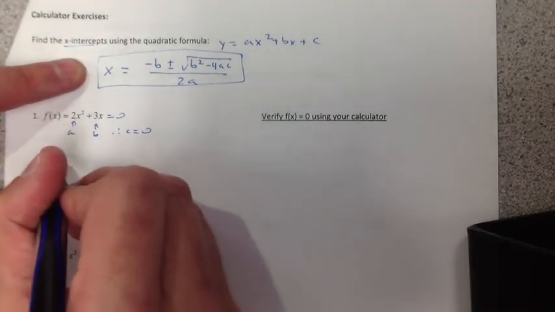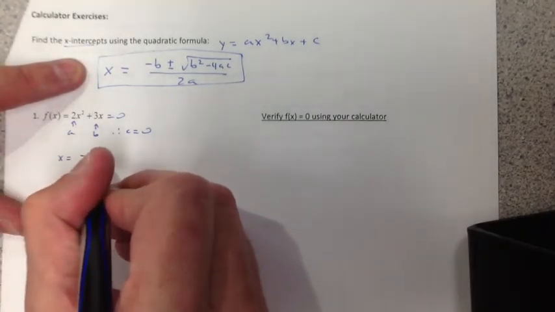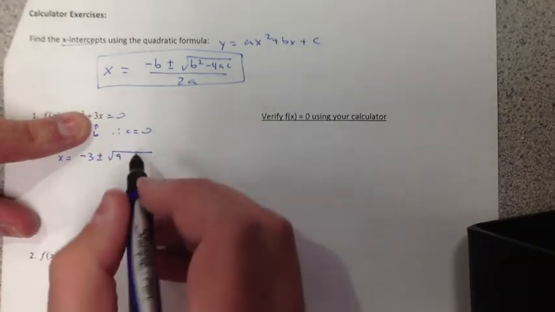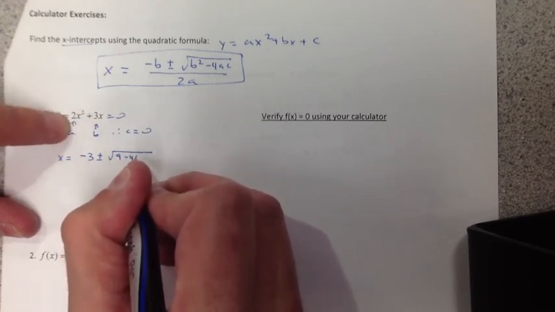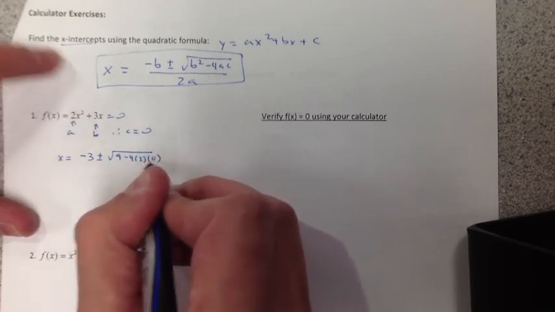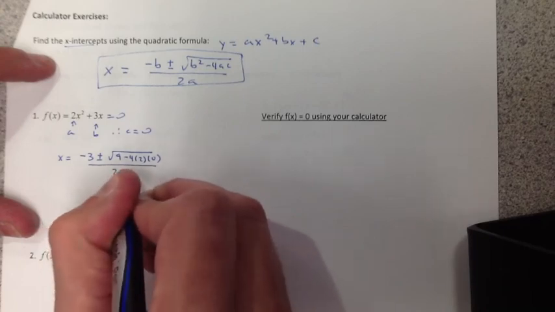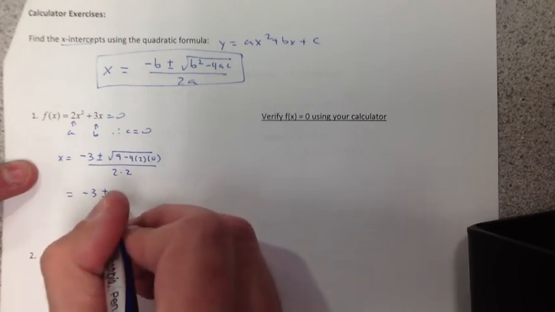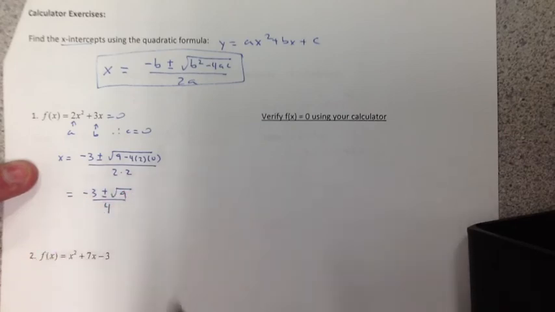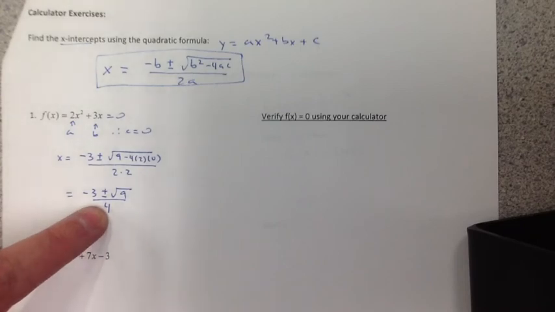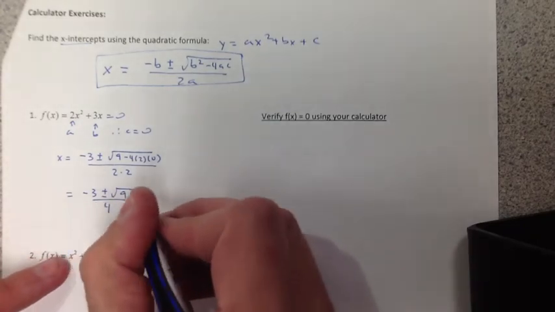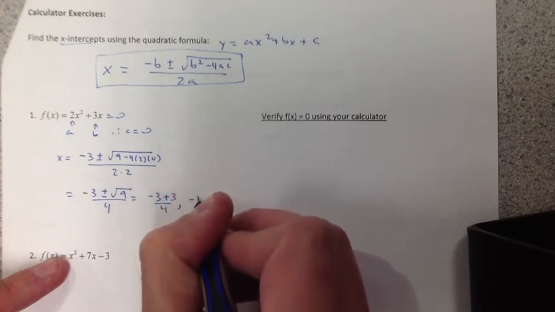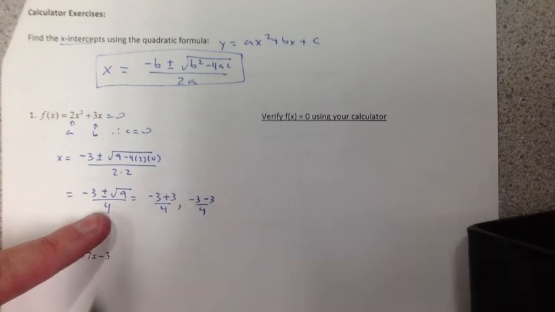And when I plug it in, we get x equals negative 3 plus or minus the square root of b squared, which becomes 9, minus 4 times a, which is 2, times c, which we said was 0, all over 2 times 2. And if I simplify this, we get negative 3 plus or minus the square root of 9, over 4. Now, we get two answers. That's what that plus or minus means. This means we're going to get negative 3 plus 3 over 4 and negative 3 minus 3 over 4.